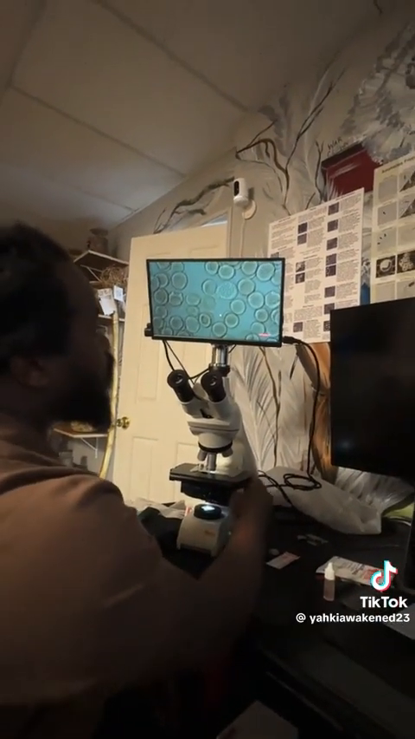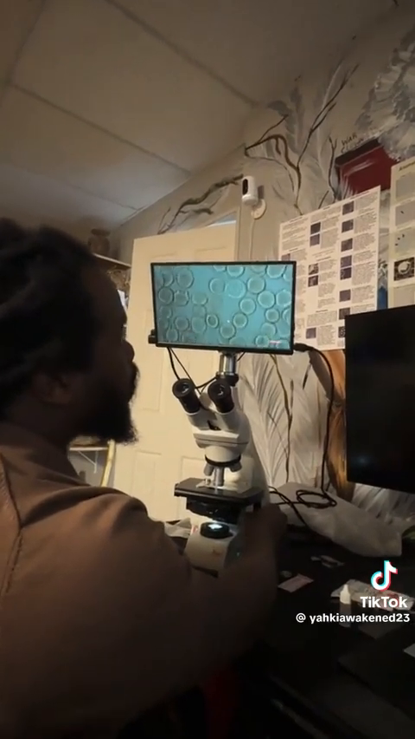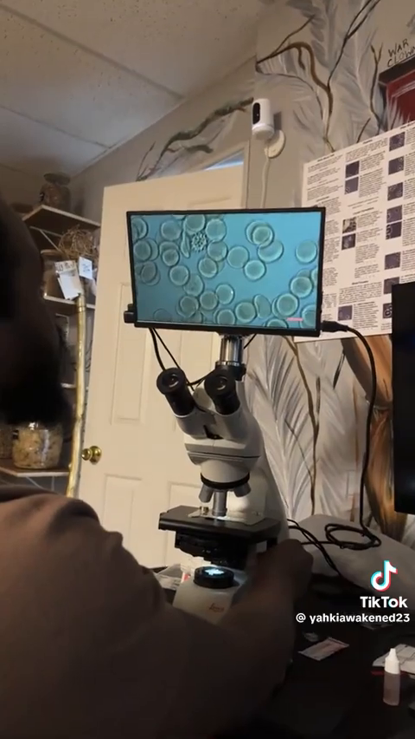Let's see what else we can find. That was a beautiful basophil.